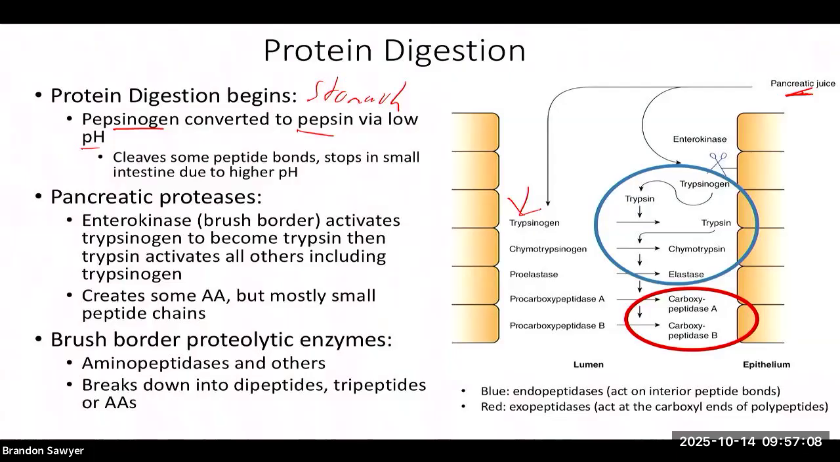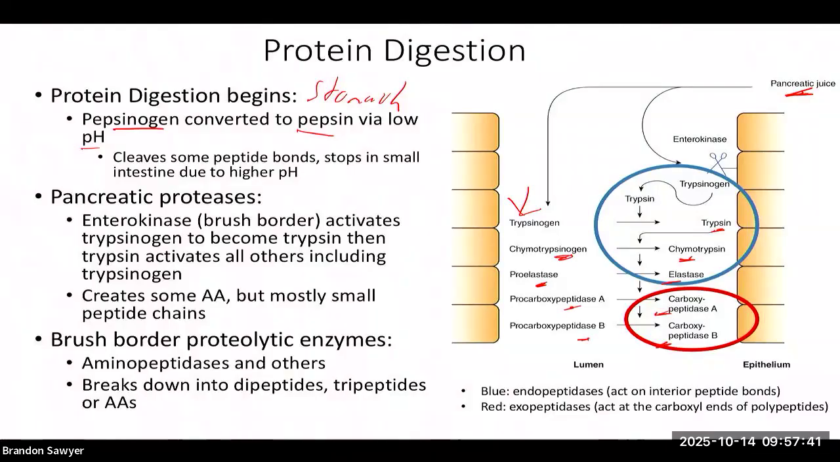Enterokinase is not a pancreatic one, it's a brush border one, bound to the membrane of the brush border. It activates one of the ones released from the pancreas, which is trypsinogen. Trypsinogen gets turned into trypsin, and then trypsin is the key to activating the rest of them. We can see that here. Trypsin is going to activate chymotrypsinogen, turning it into chymotrypsin, and it activates all of these.